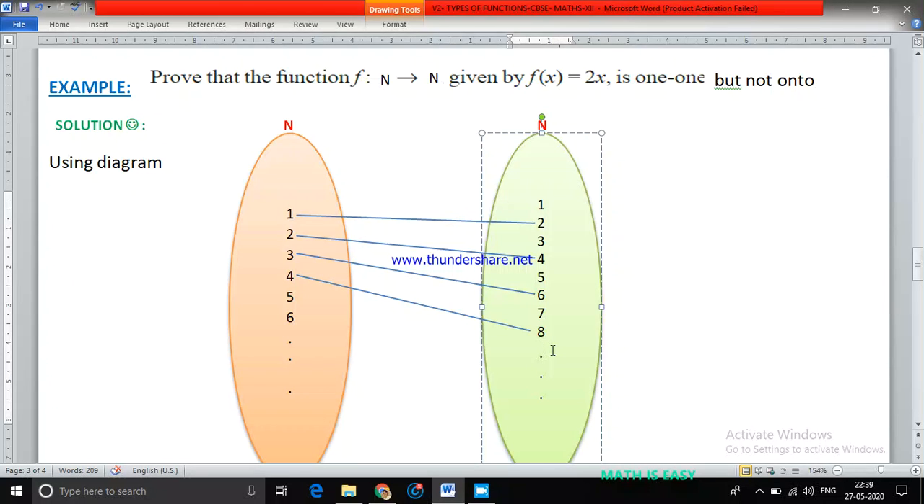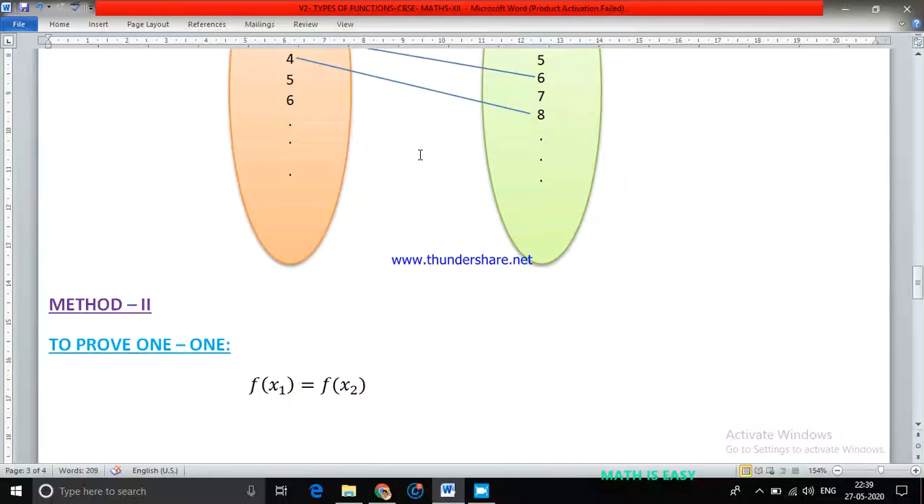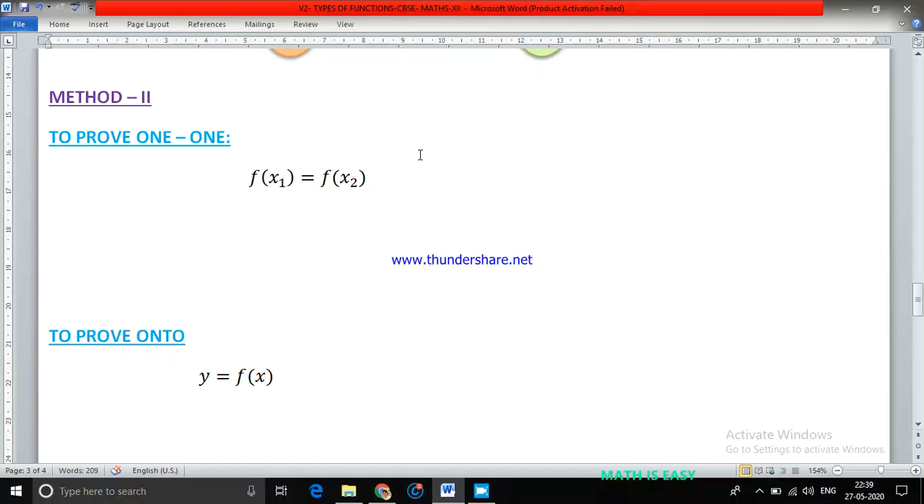So if I use the diagrammatic way, I have to draw the diagram like this, then you have to write the conclusion steps. Now, if I say natural number to natural number, you can draw the diagram. If I say real number to real number here, what do you do? Drawing the diagram is difficult, right? So we have another method to prove it.